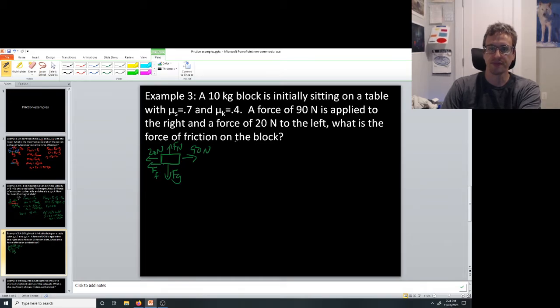Okay? Now, first step is to figure out whether it slides or not. So first, we're going to write this equation as if it doesn't slide. So we're going to assume no slide. Maybe I should write that on there.